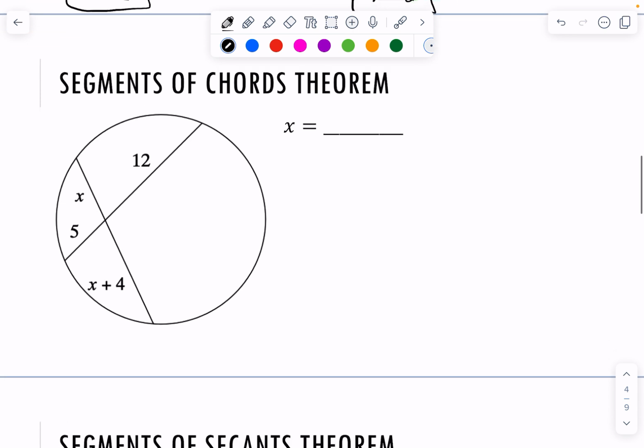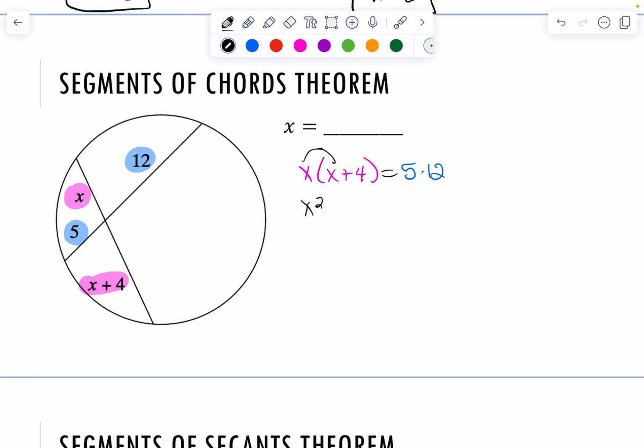So let's try this third one here. Same process, same setup. We're going to start off, I've got an x and an x plus 4, and then on the other side, I have 5 times 12. Now at that point, we start to solve. I'm going to distribute first, so x squared plus 4x, and that equals 60.